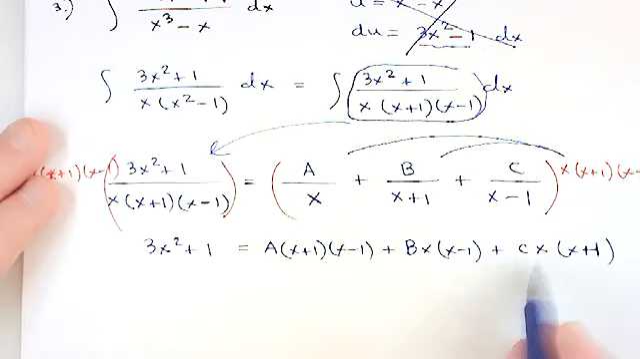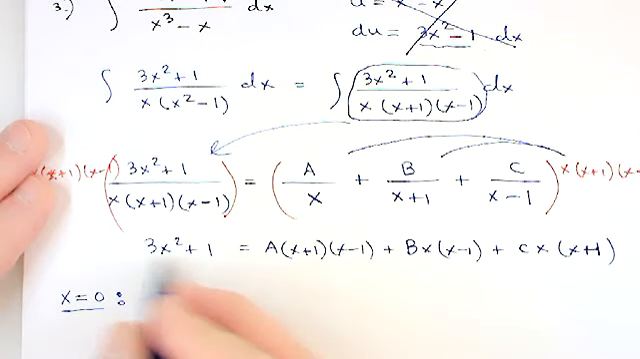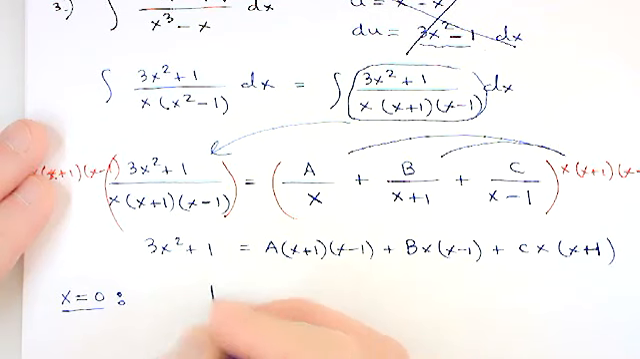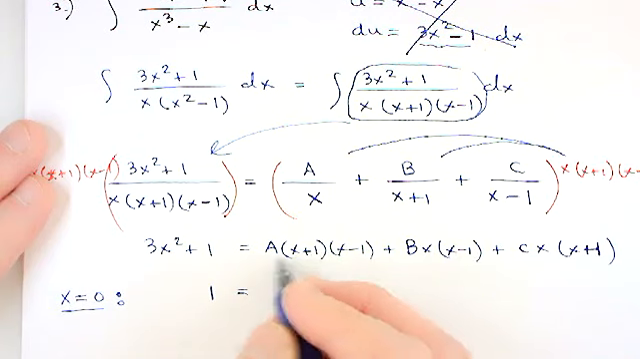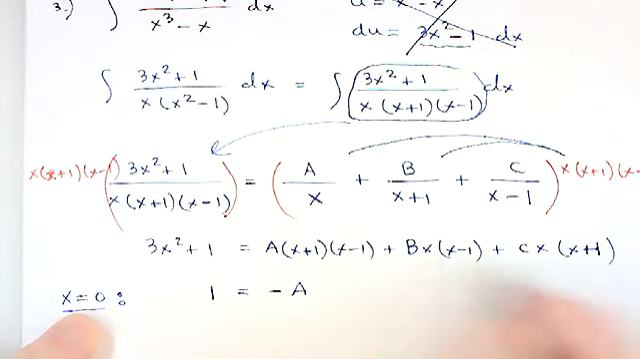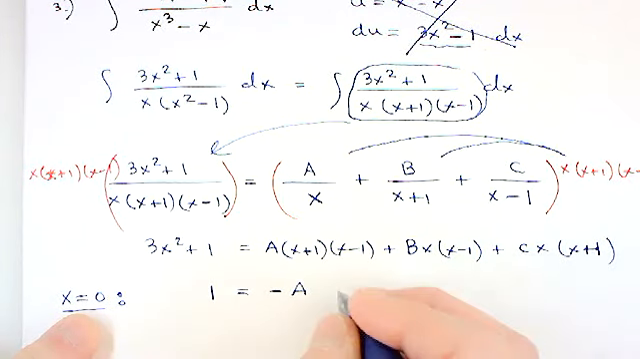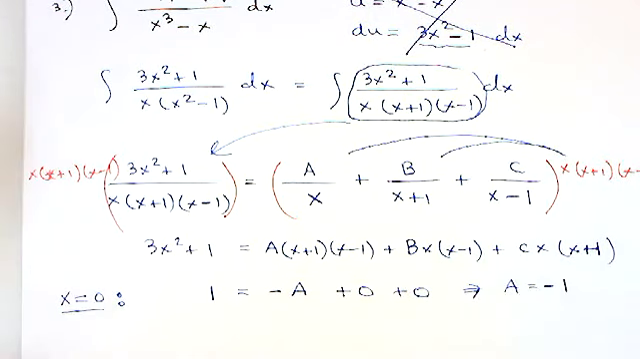Okay, so now I'm ready to start substituting values in for x. I can see 2 nice values right off the bat. If I let x be 0, the left side, 3 times 0 plus 1 is just 1. If x is 0 here and here, I'm going to have A times 1 times negative 1. That's minus A. And because there's a 0 here, 0 times this whole thing will be 0, so I really just have zeros for the other two. If 1 equals negative A, then A equals negative 1.